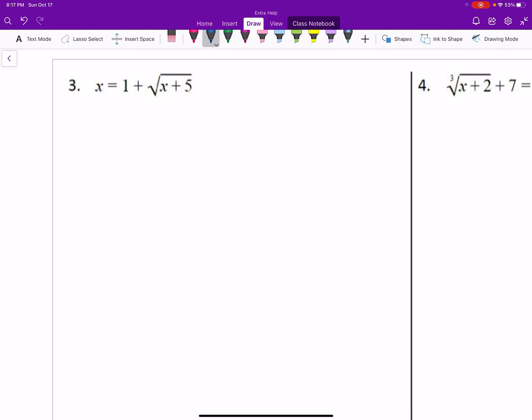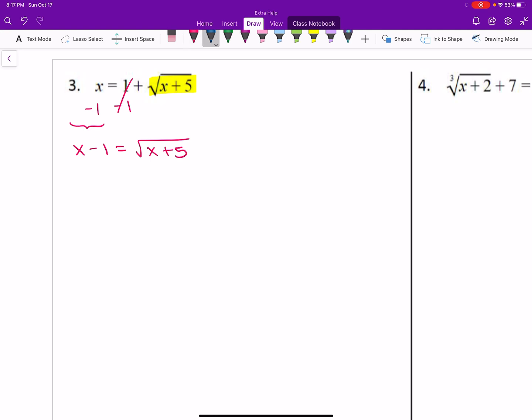So question 3, following our steps. Step 1 said to isolate the radical. So getting this radical x plus 5 by itself, I'm going to start by subtracting the 1 over. Keep in mind when trying to combine here, unit 1, these are not like terms, so they cannot actually combine. So they stay x minus 1. And then we have radical x plus 5.